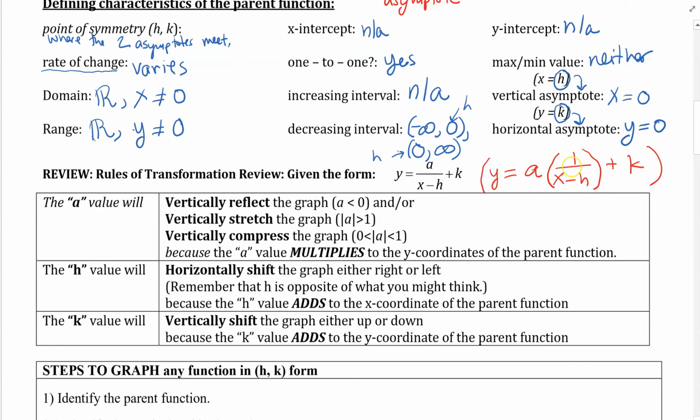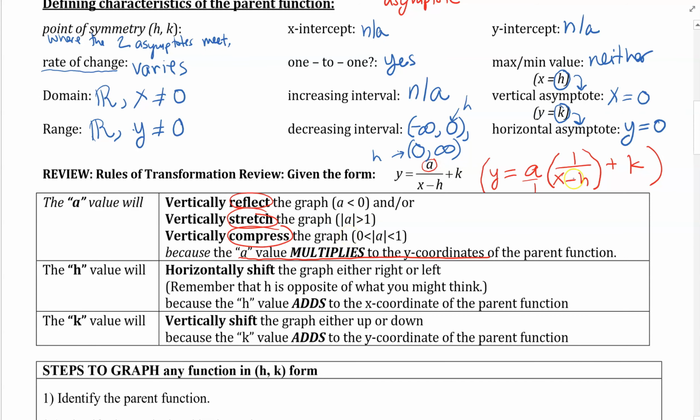It's just that you can think of this as a over 1, and when you have two fractions being multiplied together, you just multiply straight across, so that's how the a ends up in the numerator, because it was being multiplied to the fraction. And so because the a value multiplies to the y value, it has the ability to reflect, stretch, or compress the graph, just the same way it did for quadratics, cubics, and absolute value.